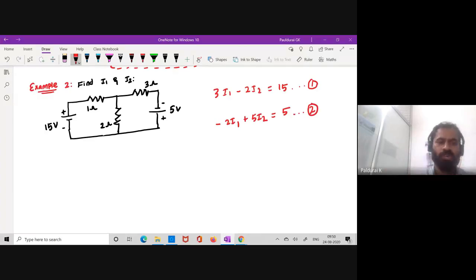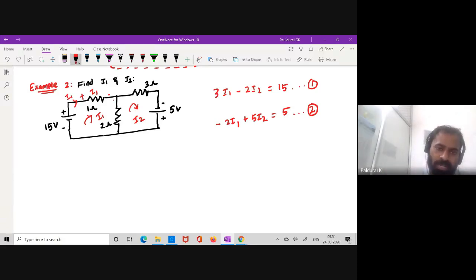So first you assume the loop current. So this is clockwise direction I1. This is again clockwise direction I2. Okay. So now coming to loop 1. What do we do in loop 1? There is no polarity for the resistor, so this is plus minus. Here the current is I1, so it becomes 1 times I1. So here the voltage is 1 I1.